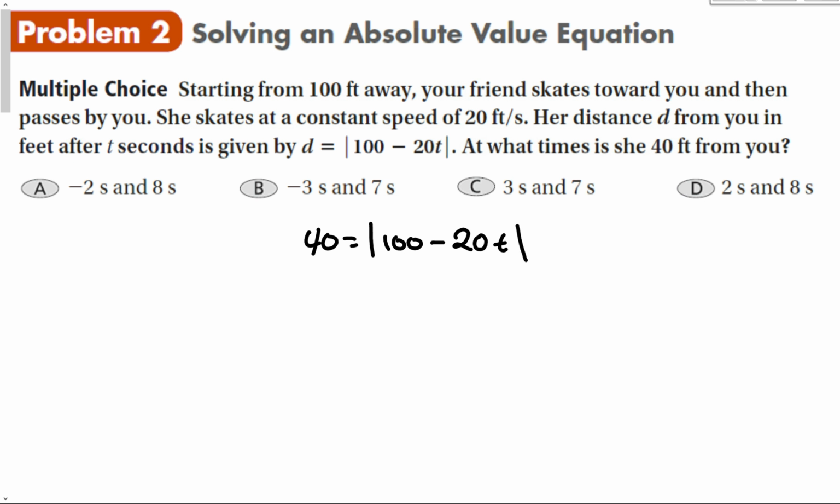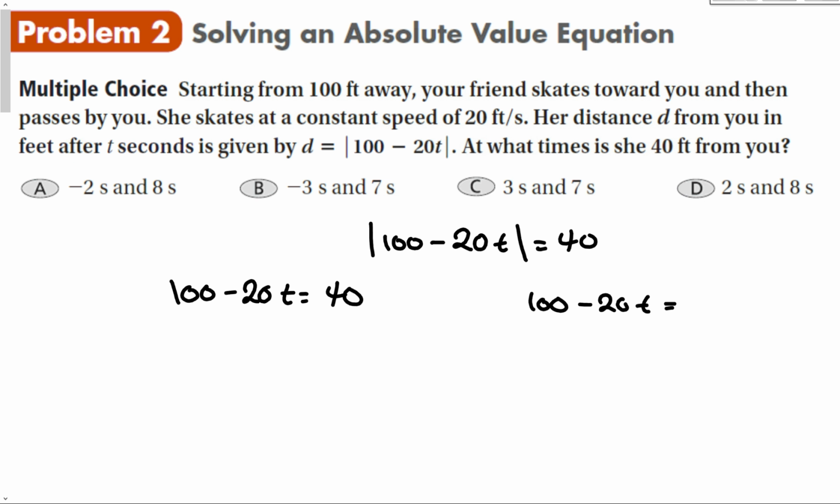Okay? So let's move the 40 to the other side. This will be important later when we do inequalities: you always want the absolute value on the left-hand side. So this can separate into two separate equations. We could say that 100 minus 20t is going to be equal to 40, and 100 minus 20t is going to be equal to negative 40.